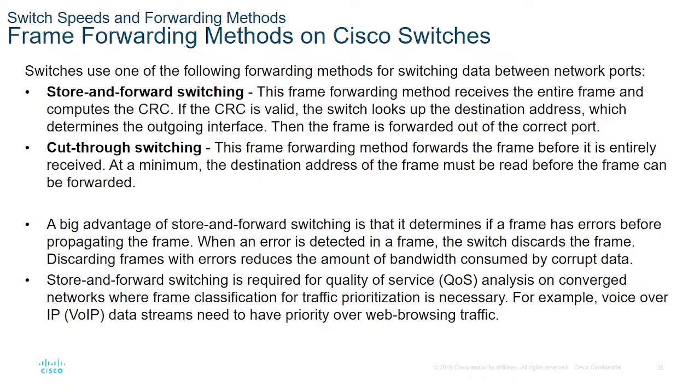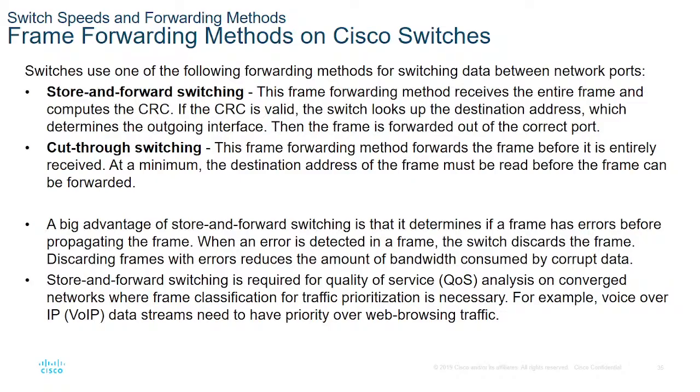The big advantage of store and forward switching is that it determines if a frame has errors before propagating the frame. When an error is detected, the switch will discard the frame, and discarding frames with errors reduces the amount of bandwidth consumed by corrupt data.